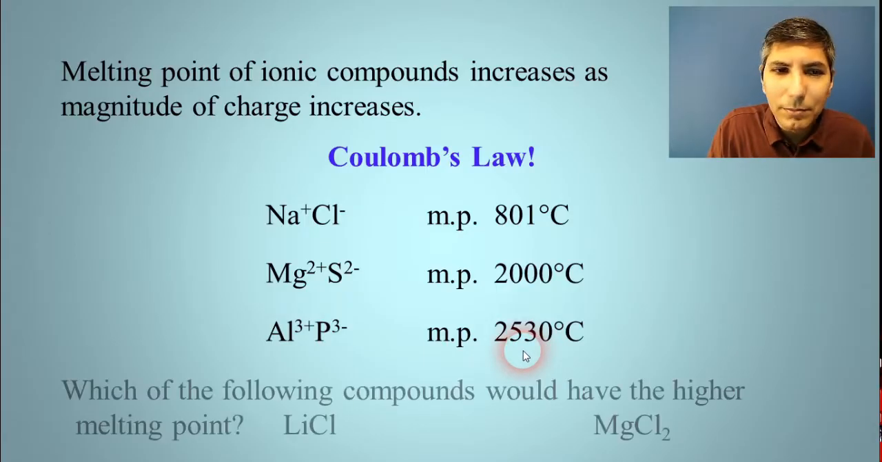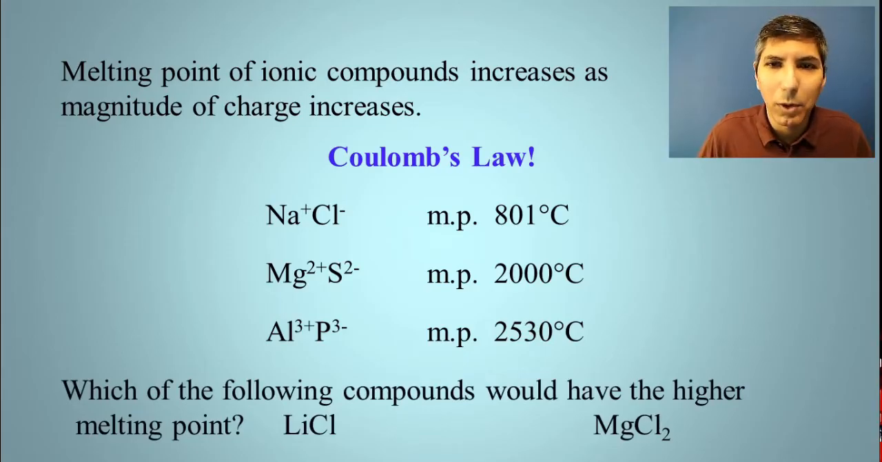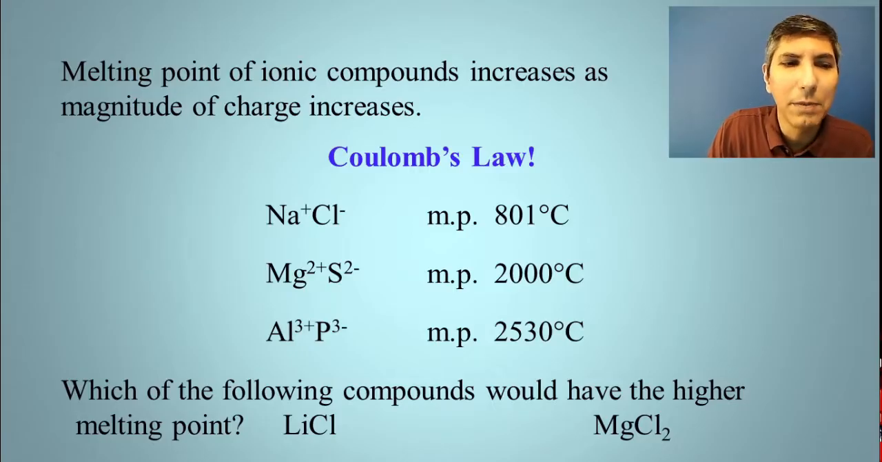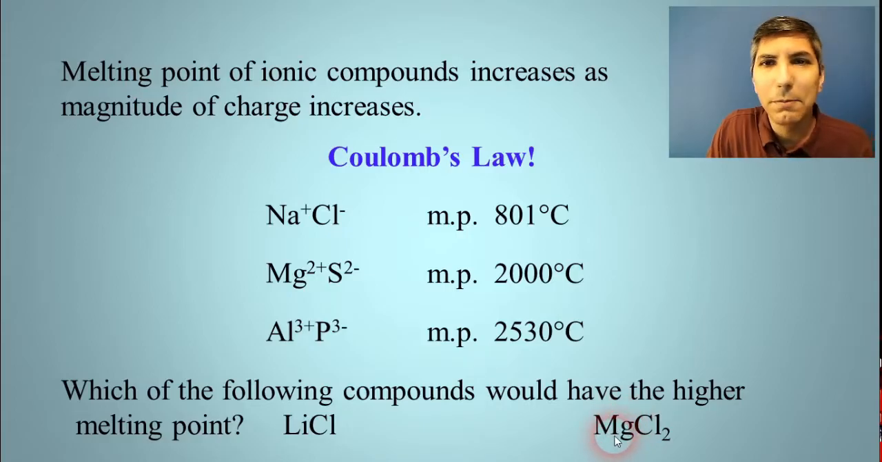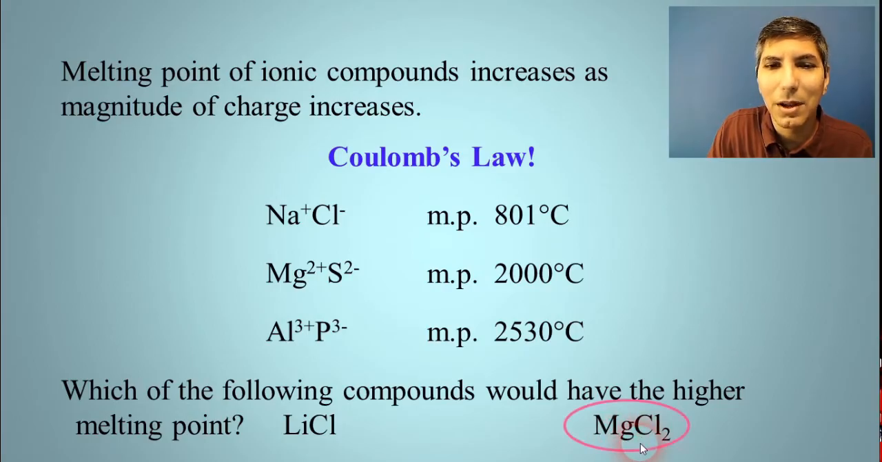Now, because of this, we can actually predict the relative melting points of compounds by looking at the charges in the ionic compound. So in this example here, which of the following compounds would have the higher melting point? Lithium chloride or magnesium chloride? Well, look at the charges. Lithium and chlorine are +1, -1, aren't they? Whereas magnesium chloride would be +2, -1. So we have a higher charge differential on this one, so magnesium chloride has the higher melting point.